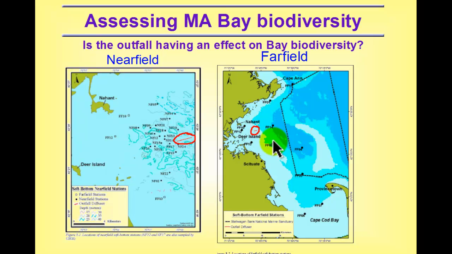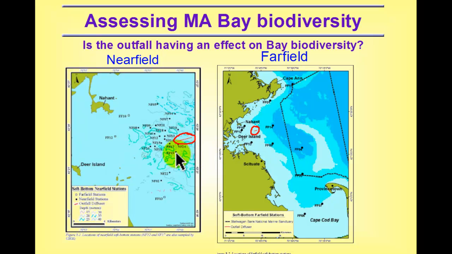The basic idea behind the design is that it is a BACI design, before-after control impact experiment, where the effects of the outfall will be assessed by examining the changes in community structure in the near field and the far field before the outfall went online, and then assessing whether the differences changed after the outfall went in place in September 2000. In this analysis, we will have 3 years of post-outfall data: 2001, 2002, 2003.